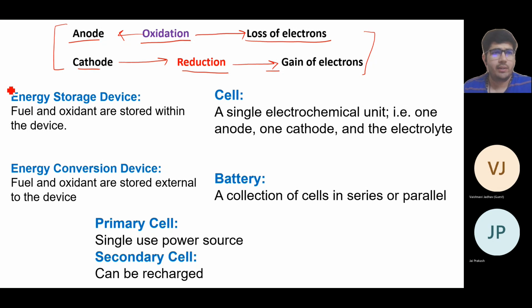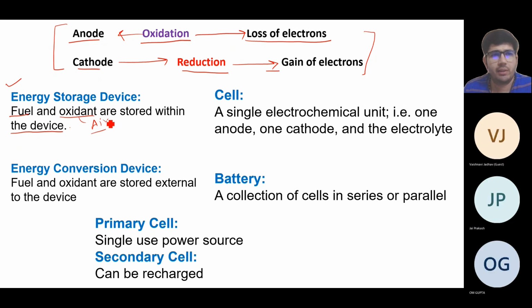So in energy storage devices like batteries, fuel and oxidant are stored within the device. If we discuss the fuel and oxidant, you can see the example of our IC engines. Okay, in IC engines, what is the fuel? The fuel is your petrol and diesel. And what is the oxidant? Oxidant is basically air. So when both the fuel and oxidant combine, then only can combustion happen.